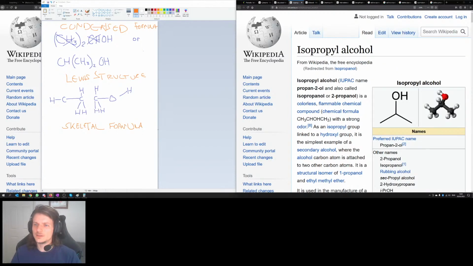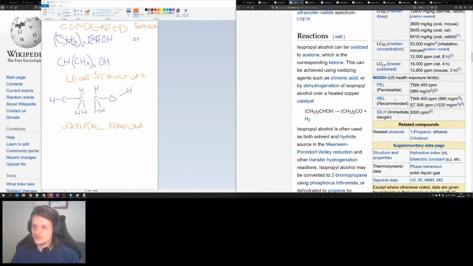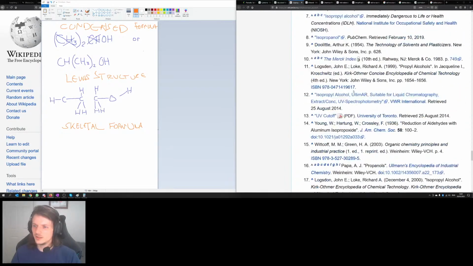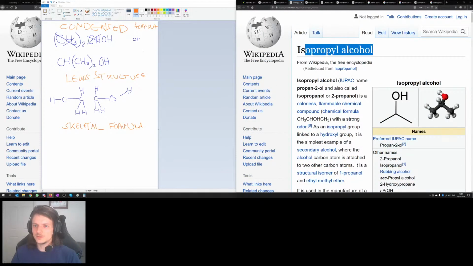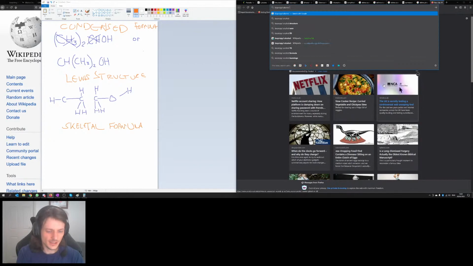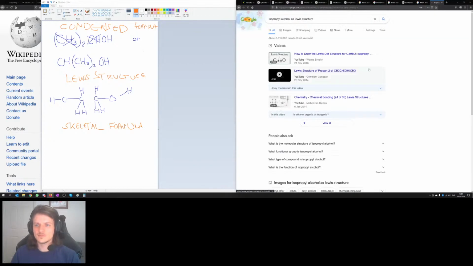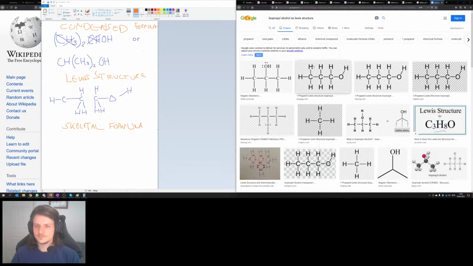And I want to look at isopropyl alcohol, which in this case is that, but let's see if it's got the other way of drawing it. No, it does not. Isopropyl alcohol as Lewis structure. Okay. Ah, no, that's interesting. So it has the C. Oh, that's really, really interesting. Damn.